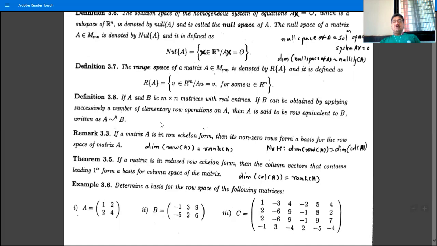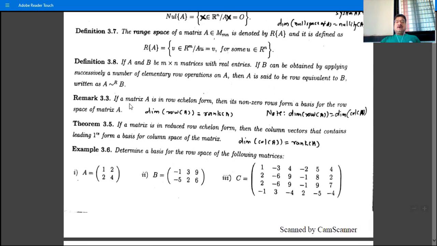If A and B are two matrices, and matrix B can be obtained by applying successive elementary row operations on A, that is, applying row operations on A, then we say A and B are equivalent matrices, row equivalent matrices. A and B are called row equivalent matrices, and denoted by this notation: A, wiggle with R at the top, B, meaning A is row equivalent to B.